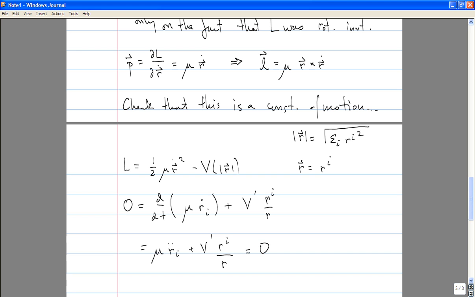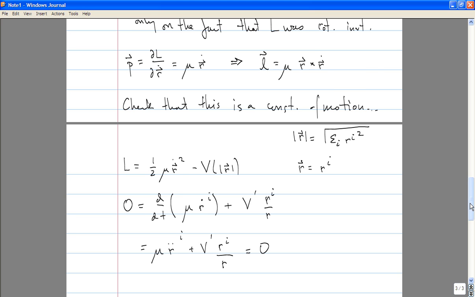Or you could write this in vector notation if you like. It would just be, sorry, I probably should have put an upper index there. Otherwise I'll be very upset. In vector notation, of course, you could write this as mu times the acceleration vector plus v prime, the vector r over r, is equal to 0. Any questions on that?